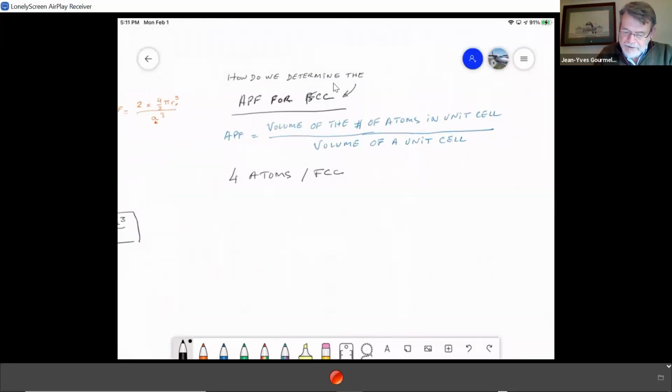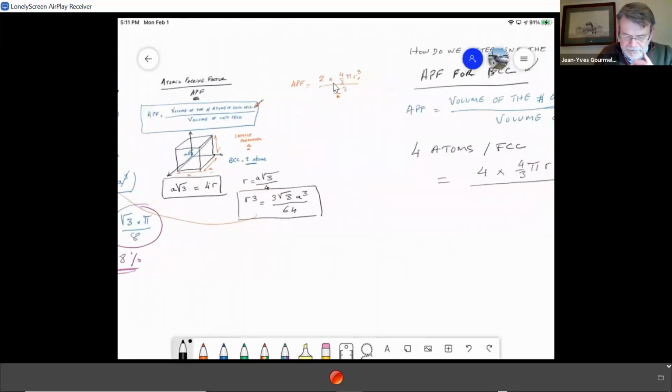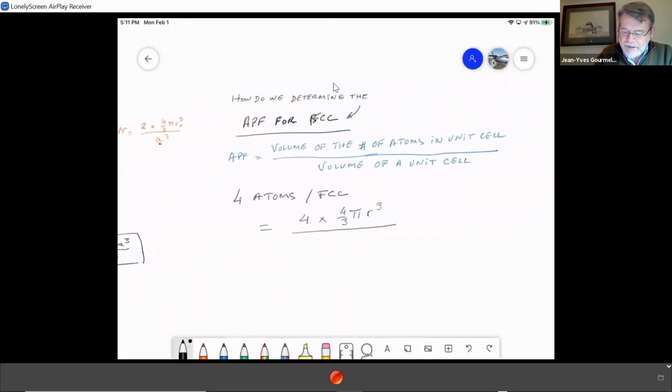So what is the numerator? It's going to be 4 multiplied by the volume of each atom, each sphere, 4/3 pi r cubed. That's our numerator. Now the denominator is the volume of a unit cell, the cube. So it's the same. It's always a cube. It's a per a per a, a cubed.